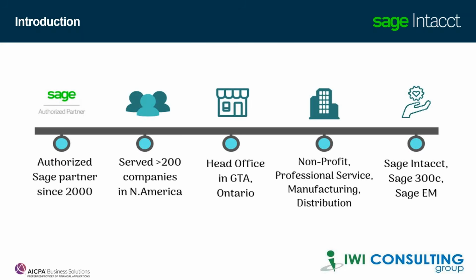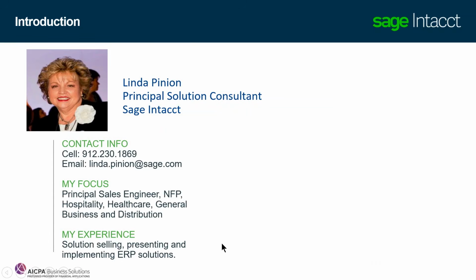If we can move to the next slide, I'll tell you a little bit about IWI. I know a bunch of you already know who IWI are. We're an authorized Sage partner since the year 2000. We've served well over 200 companies across Canada and North America. Our head office is in the GTA. Some of the verticals that we service are nonprofit, professional service, manufacturing, and distribution. And some of the products, we're a Sage house. We do Sage Intacct, Sage 300, Sage EM, also intelligent softwares and things like that as well. At this point, I'm going to pass this off to Linda, who is the principal solution consultant for Sage Intacct.